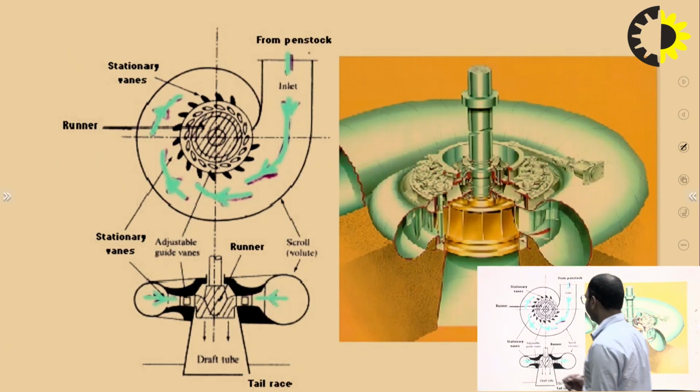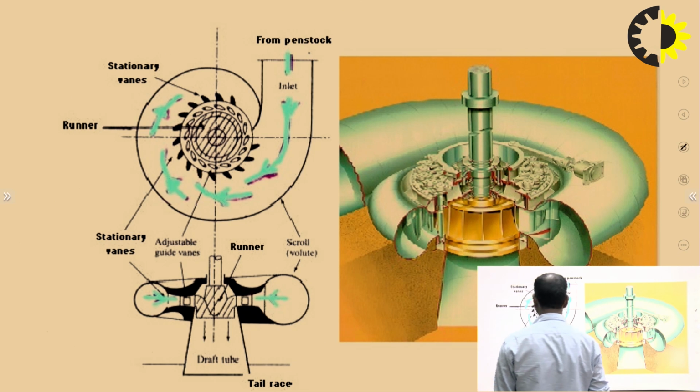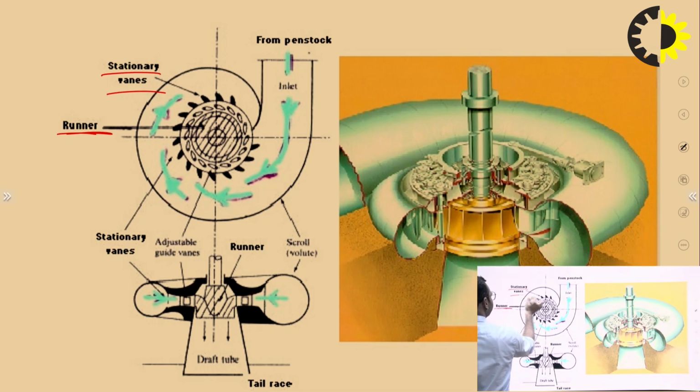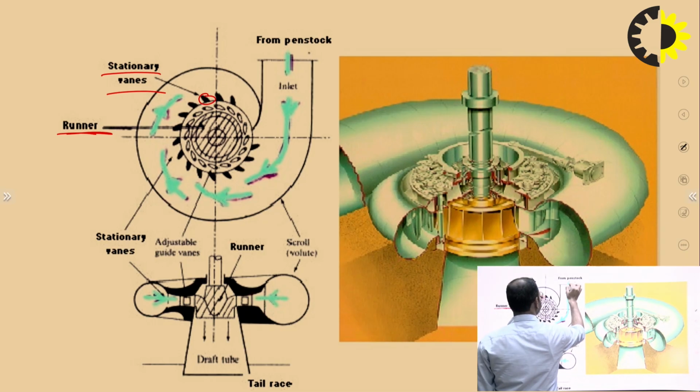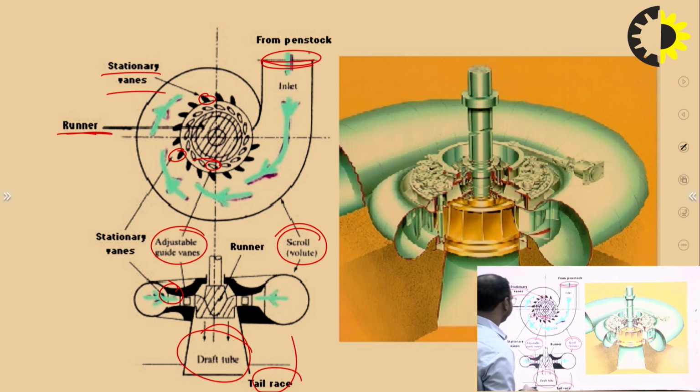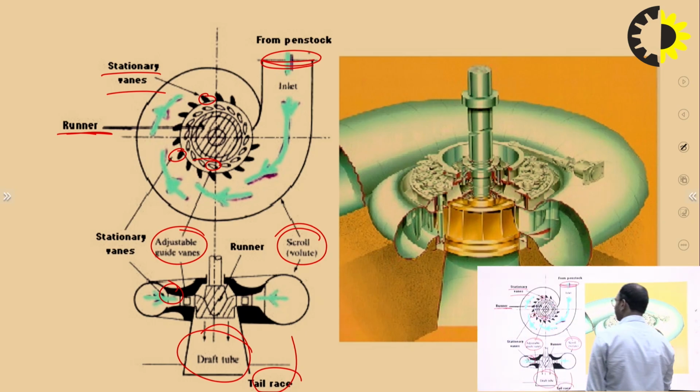So this is the schematic representation of Francis turbine. In this figure there are some main components of Francis turbine, which are runner, stationary vanes, this one. This is inlet of Francis turbine. This is scroll or volute casing. This is stationary vanes. Then this is adjustable vanes, and this is draft tube and tail race. So these are the main components of Francis turbine.